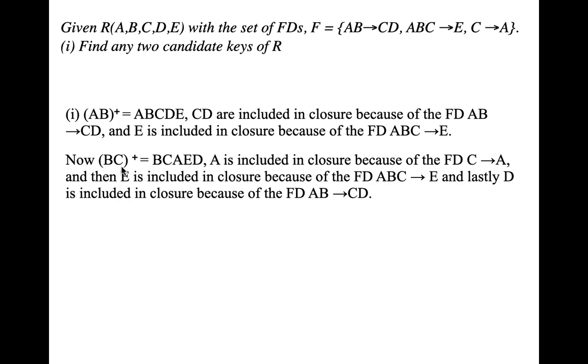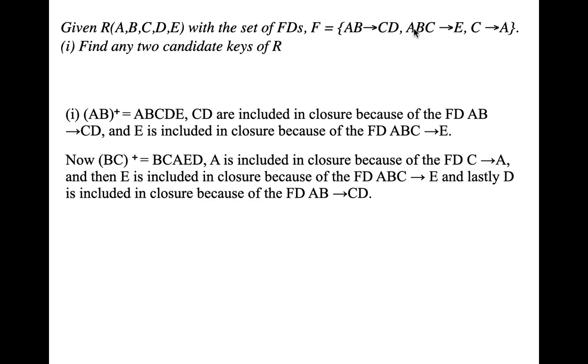Now, how BC becomes the key: many of you may think that for the assignment, to find the key, you started by looking at the LHS of each functional dependency. So AB is a key. Then you might have thought, let's take ABC as another key. ABC gives E and AB gives CD, so ABC is also a key. Actually, ABC is a super key.